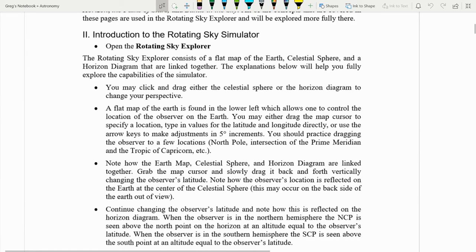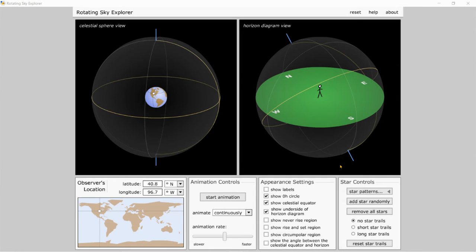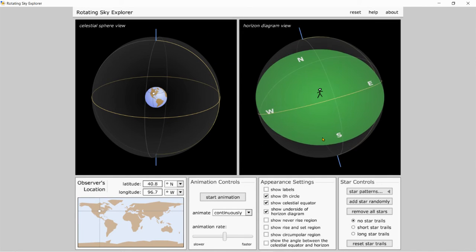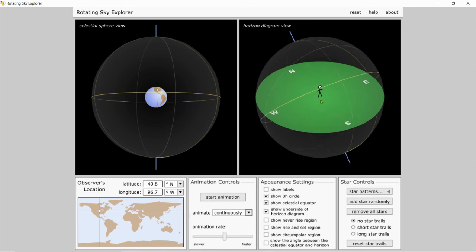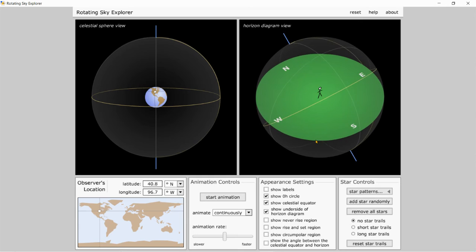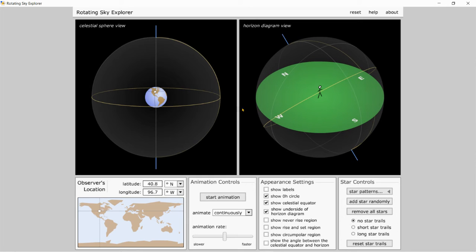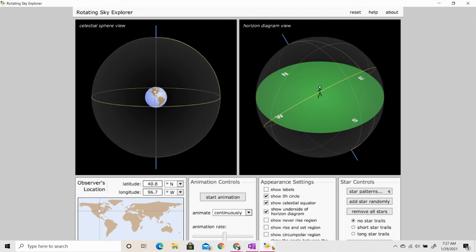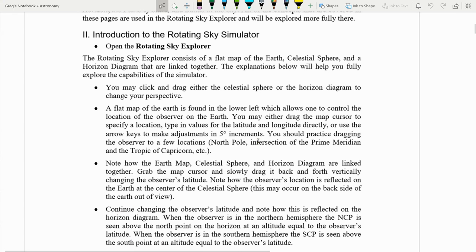Let's take a look at the simulator. Okay, so here is the Rotating Sky Explorer, and you can see these two maps side by side. Instead of that one where we were hitting switch and back and forth, here they are, together. All right, side by side here. Let's see what it tells us to do next.